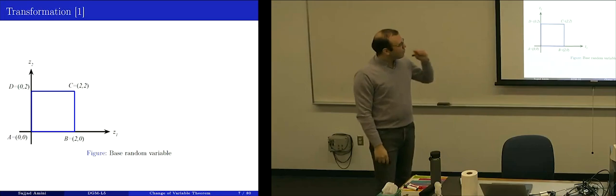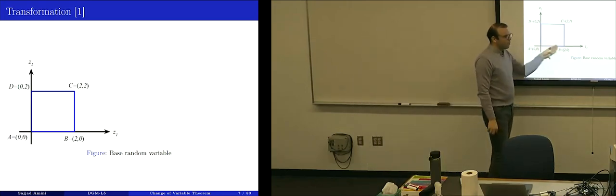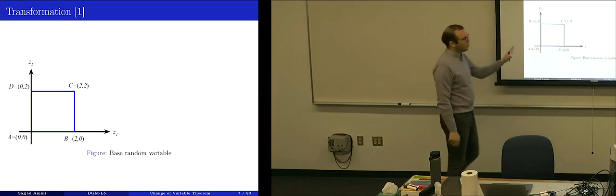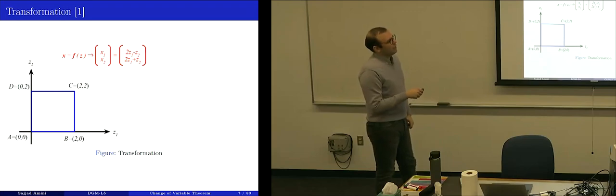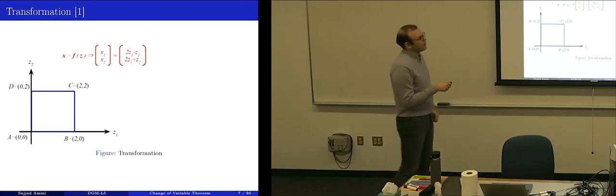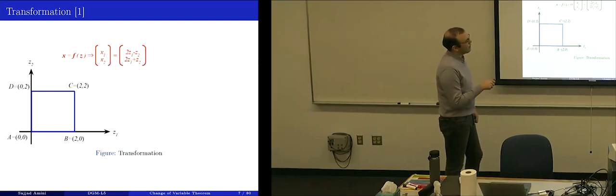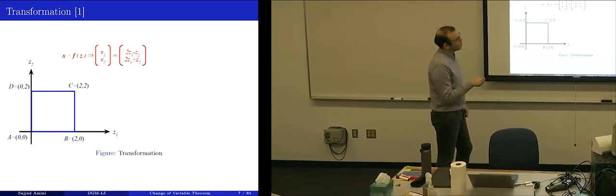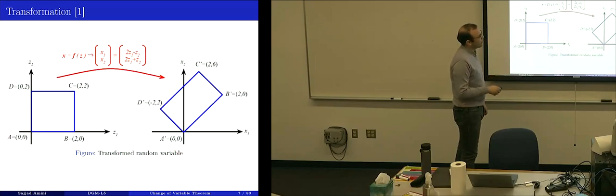Assume that the base random variable is uniform over this box. I have a uniform distribution over this box. This is my base distribution. I have a transformation f of z equal x, and the transformation is this way. The first dimension is x1 equals 2z1 minus z2, and the second, x2, is 2z1 plus z2.